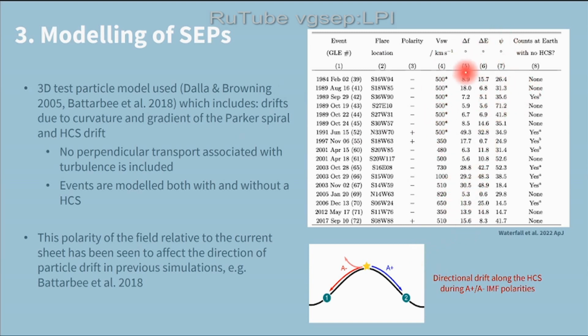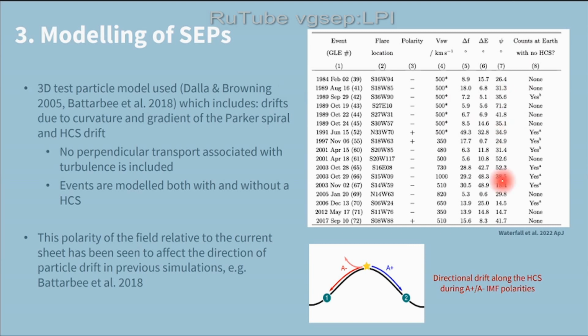And then these columns are to do with the angular distance. Column number 5 here, delta F, is the distance between the flare and the current sheet, which I've just been talking about. Delta E is the angle between the Earth and the current sheet, and phi is the angle between the flare and the Earth's foot point.